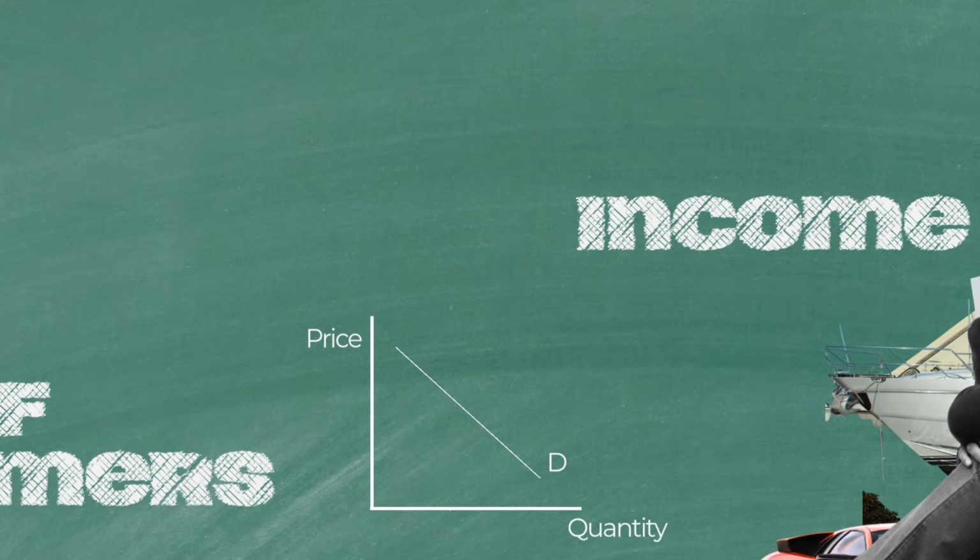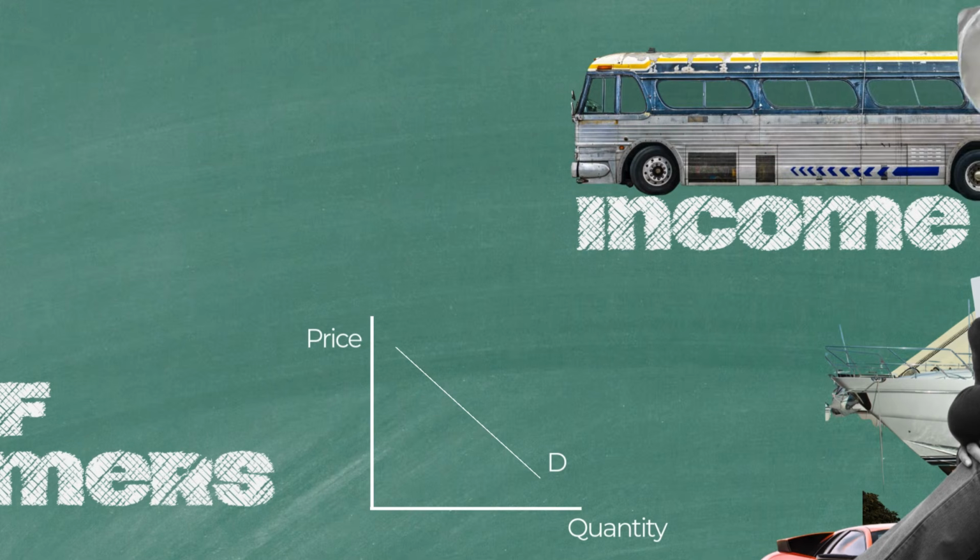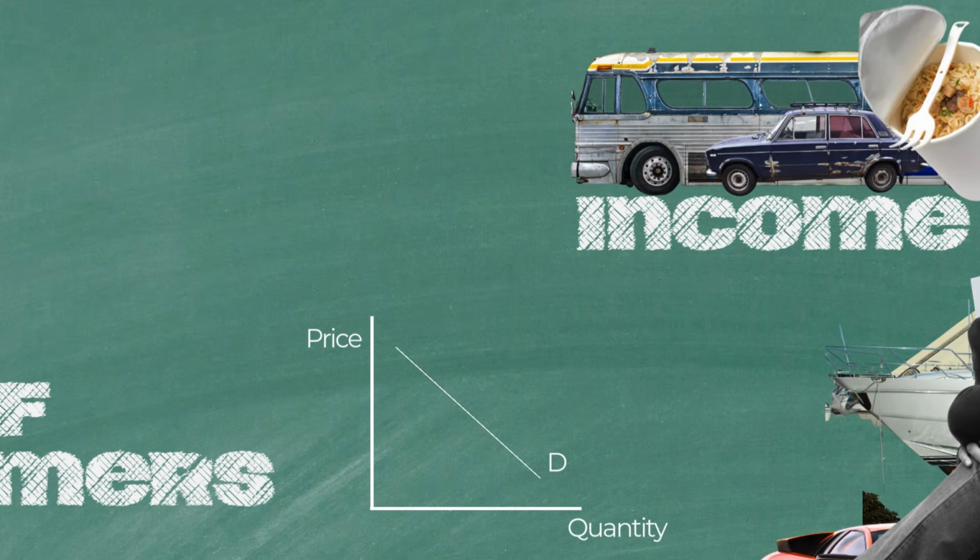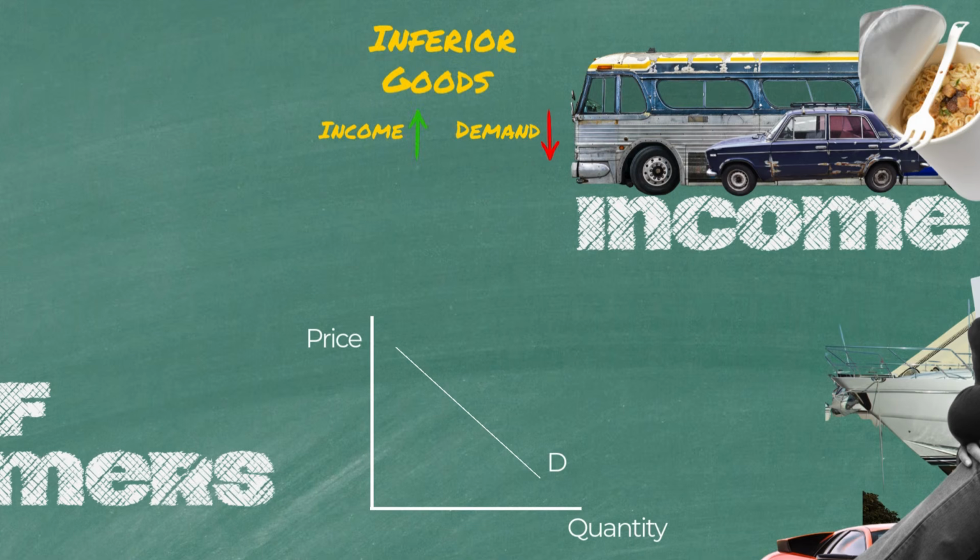But interestingly, this isn't true for all products. Sometimes a higher income will lead to a decrease in demand for certain products and vice versa. That sounds counterintuitive, but think about it. What do rich people not buy? Bus tickets, instant noodles, secondhand cars, or secondhand anything, really. These are called inferior goods. As income increases, demand for these products goes down. So then our demand curve shifts to the left. And if income decreases, demand for these products goes up. So our demand curve shifts to the right.